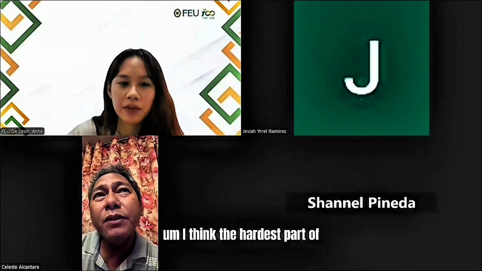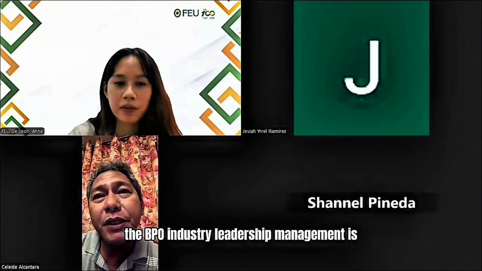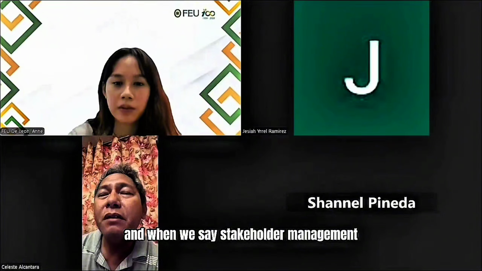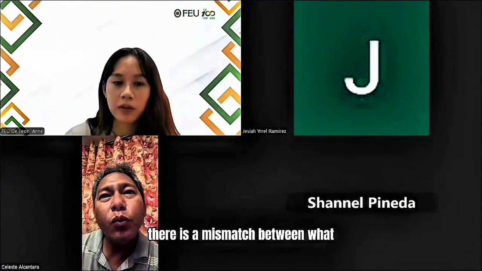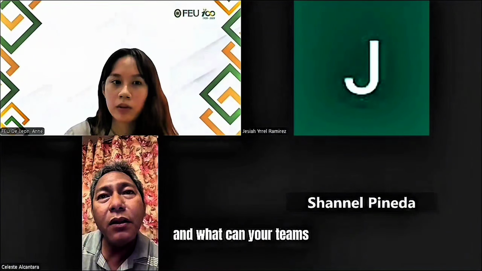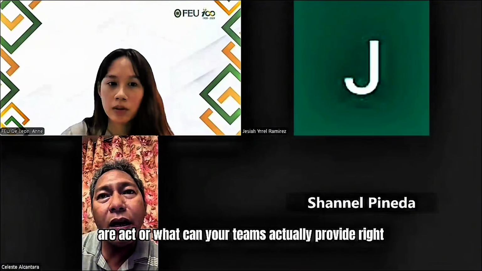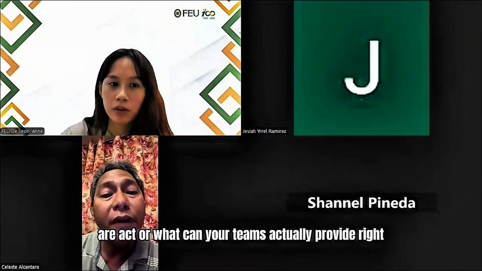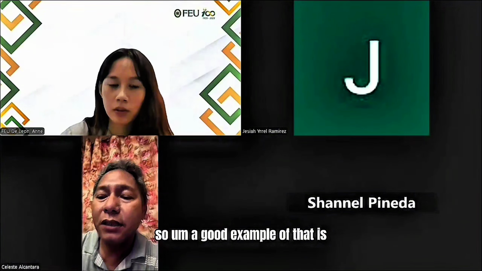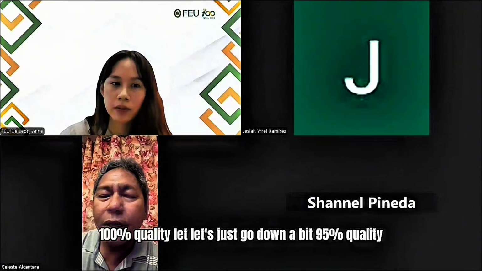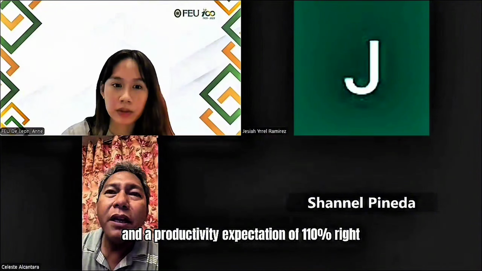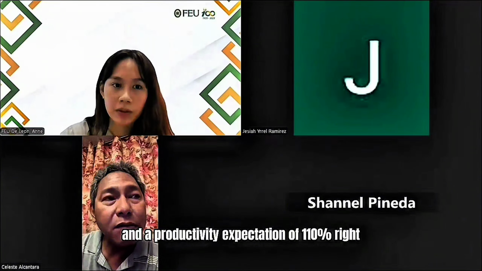I think the hardest part of BPO industry leadership management is stakeholder management, right? And when we say stakeholder management, there is a mismatch between what your clients are expecting you to deliver and what your teams can actually provide, right? A good example of that is an expected 100% quality. Let's just go down a bit, 95% quality, and a productivity expectation of 110%, right?